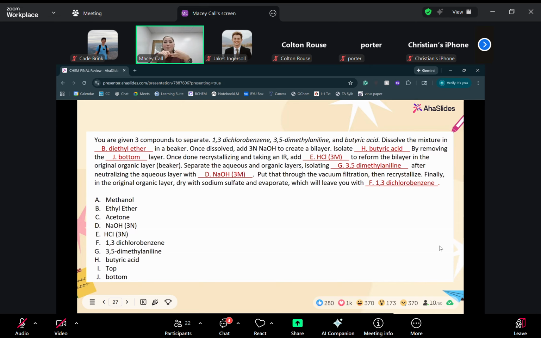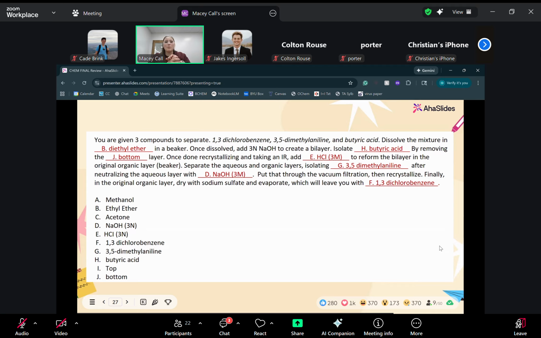Aniline is going to be my base because aniline is a nitrogen group. And so if I have nitrogens, those are generally basic groups. We've taken OChem, NH3 is like more of an, anyway. And then 1,3-dichlorobenzene is going to be my neutral. Okay, so then I keep reading.